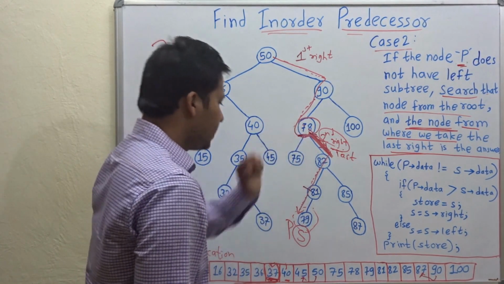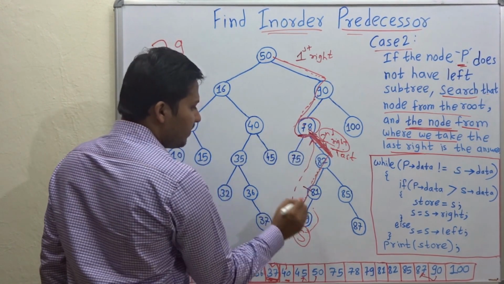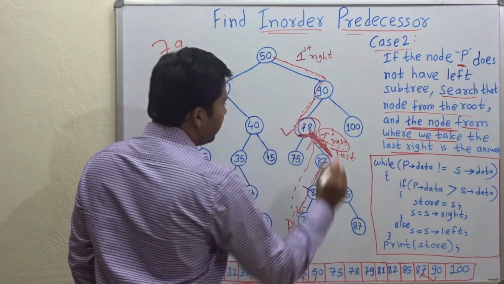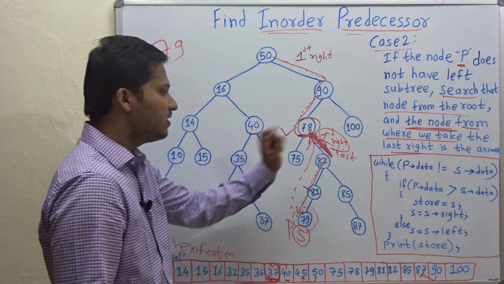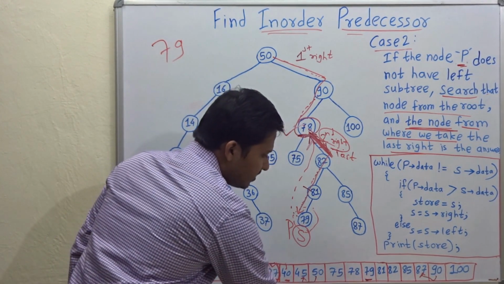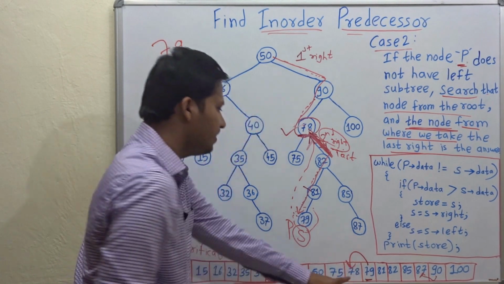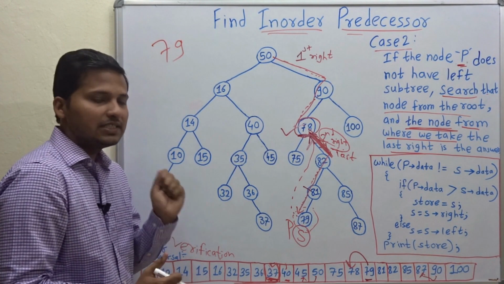That means 78 is the in-order predecessor of 79. See, 78 is the answer. It is the in-order predecessor of 79. Let's check our answer. See here, it is 79. Yes, 78 is the in-order predecessor of 79. So this is the procedure.